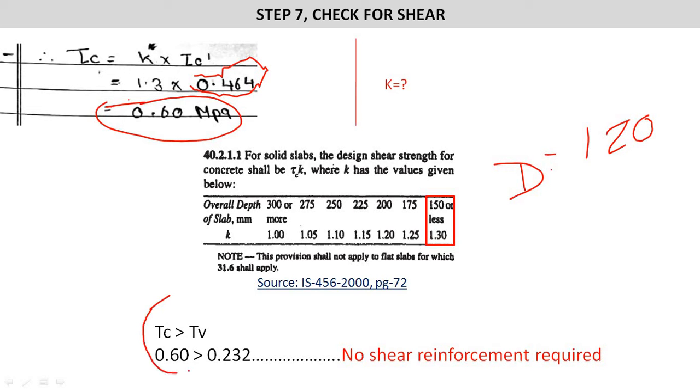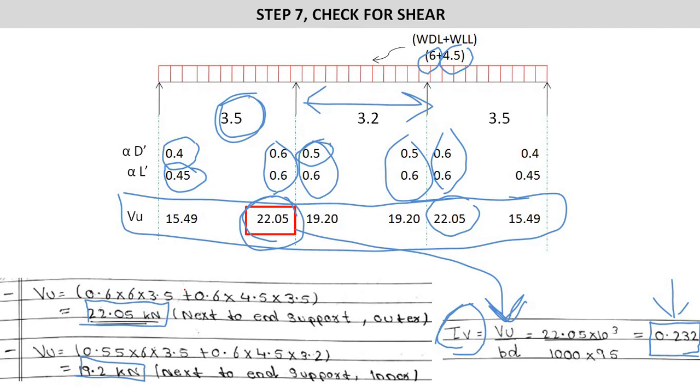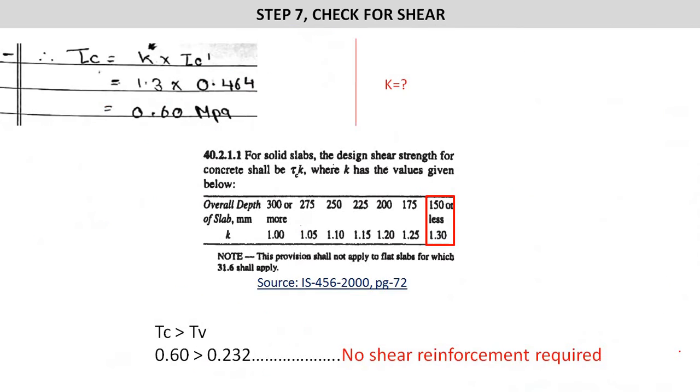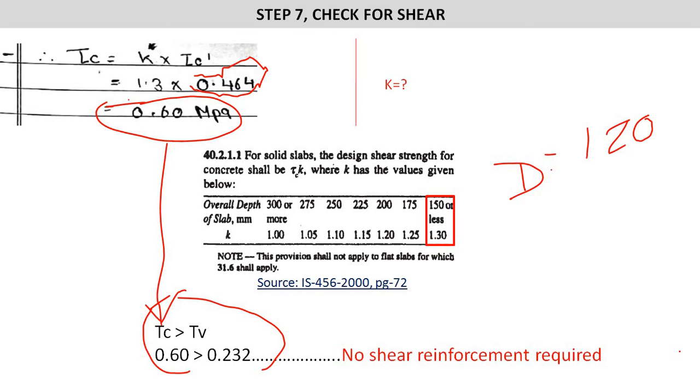So we will check the tau c we have calculated over here and tau v, which we have calculated over here. Tau v is less than tau c, so no shear reinforcement is required. If this condition doesn't satisfy, then we have to provide shear reinforcement. So we have completed the check for shear and we have proved that no shear reinforcement is required. Tau c is greater than tau v.